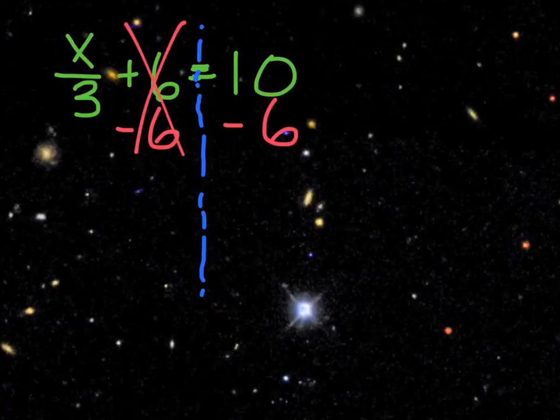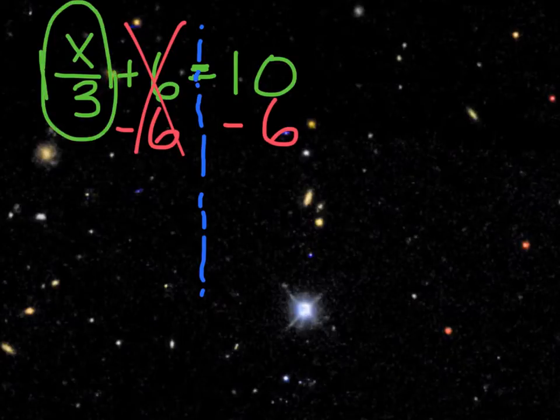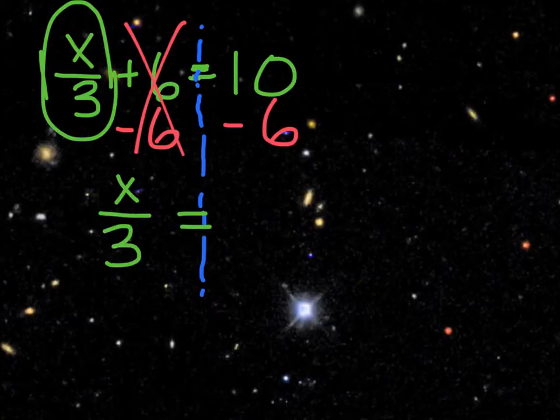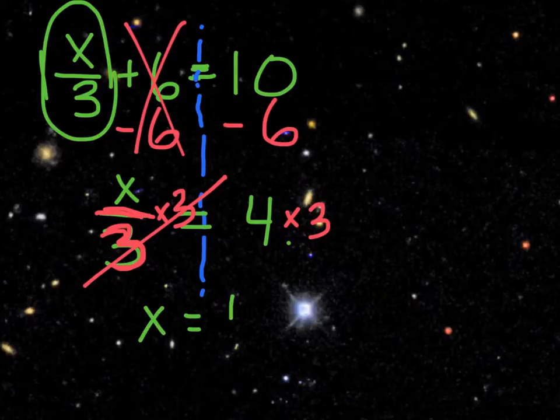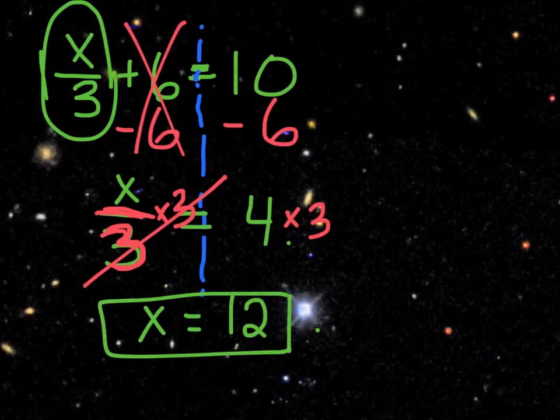And so now we'll just write down what we're left with underneath. We still have this x over 3, so x over 3 equals 10 minus 6, which is 4. Now, for this last step, we need to get rid of this divided by 3. And what's the opposite of divided by 3? It is to multiply by 3. So those will cancel out, and then we'll multiply this side by 3 as well. And so what we're left with is x equals 4 times 3, which is 12. And that should be our answer.